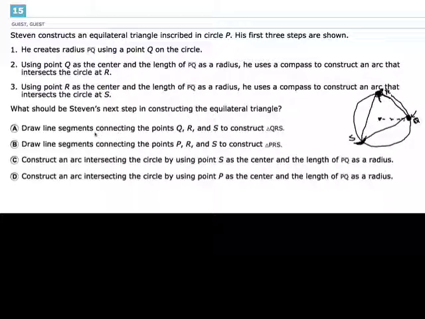He needs to draw line segments connecting Q, R, and S. Q, R, and S. And that is correct. Okay, point P, R, S. No, P is the center of the circle. That's point circle P. Construct an arc. He doesn't need any more arcs. He's got 3 arcs, so 3 points.